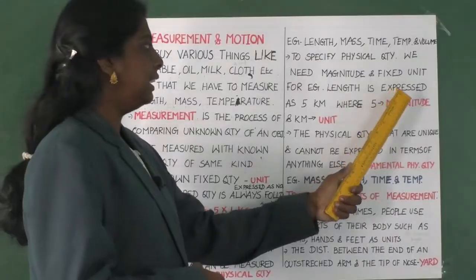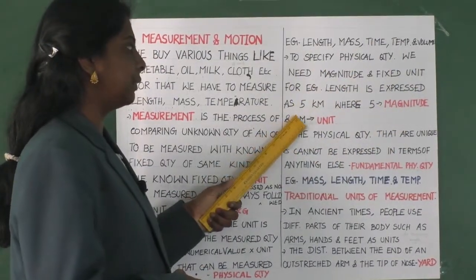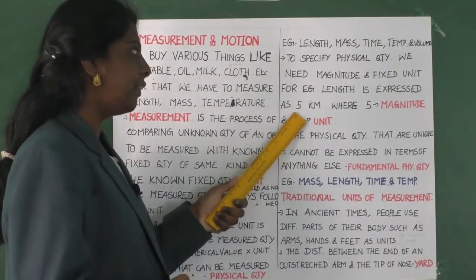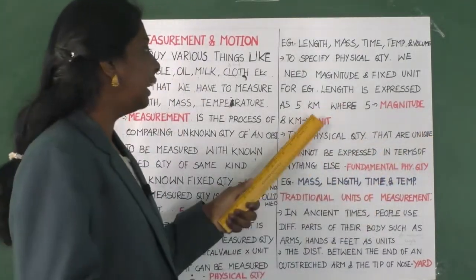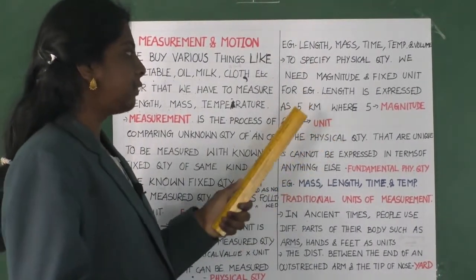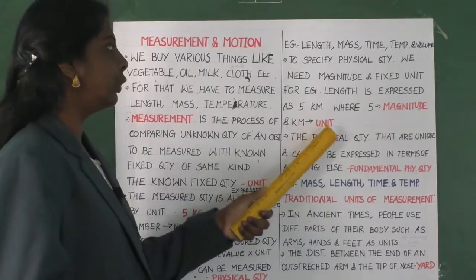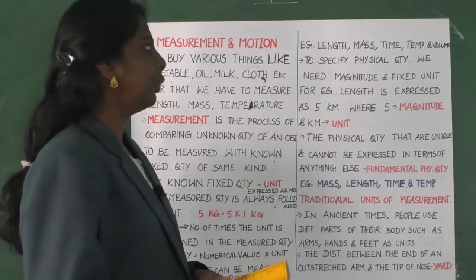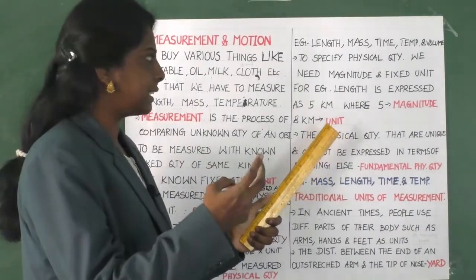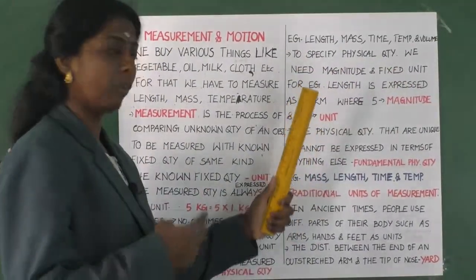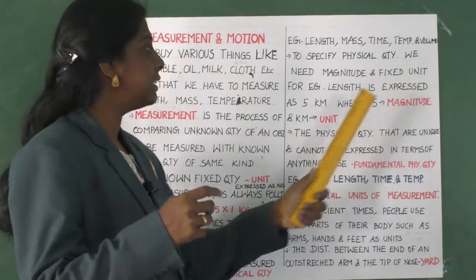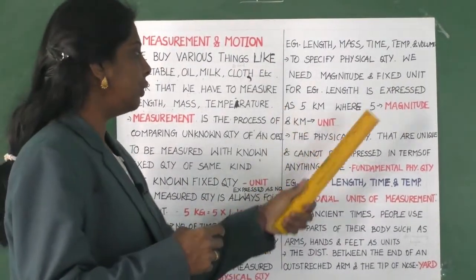For example, length is expressed as 5 kilometer. The distance is measured as 5 kilometer. Is it not? Where this number 5 represents magnitude and kilometer represents unit. So on the whole, this 5 kilometer is magnitude into unit. It needs magnitude and fixed unit. So a physical quantity, length, anything is represented by two things, that is magnitude and fixed unit. Magnitude is, for example, 5 and fixed unit is kilometer. Clear? So that's what.